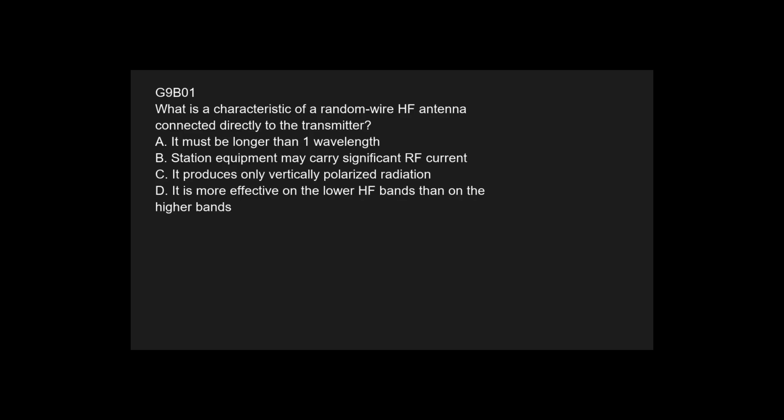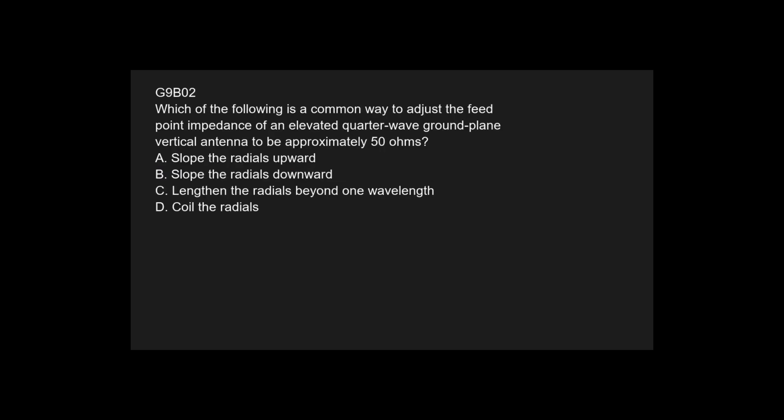Question. What is a characteristic of a random wire HF antenna connected directly to the transmitter? The correct answer is B. Station equipment may carry significant RF current. Question. Which of the following is a common way to adjust the feed point impedance of an elevated quarter wave ground plane vertical antenna to be approximately 50 ohms?